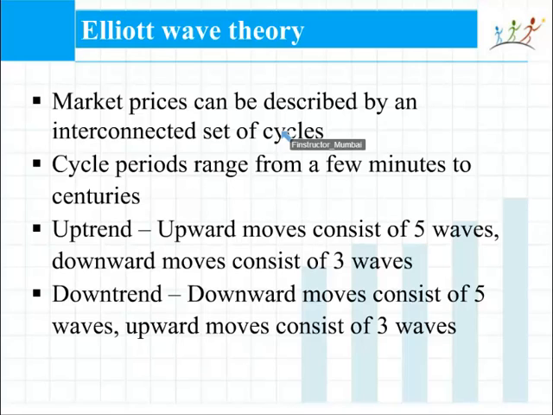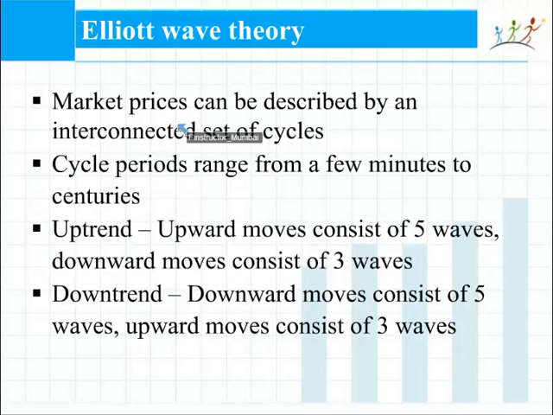We now come to a very interesting theory of stock price behavior, which says that market prices or stock prices move in cycles. The cycles can be short term, they can be one day, few minutes, few seconds, or there can be centuries, decades, they can be super cycles. This theory, also called the Elliott wave theory, says that market prices can be described by an interconnected set of cycles, which may range from a few periods to centuries.